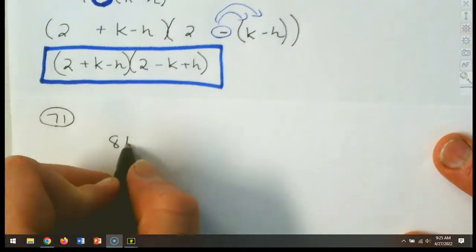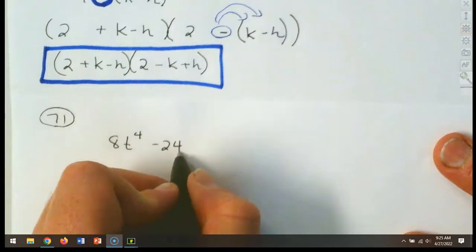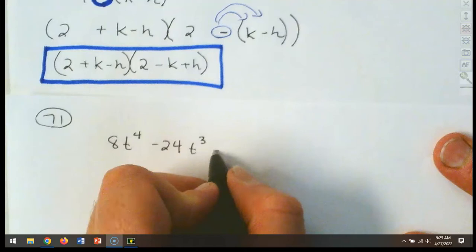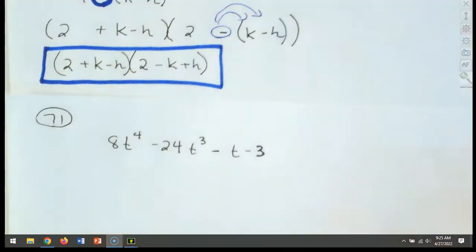We've got t to the 4th minus 24 t cubed minus t minus 3. Okay. Now, we are going to begin on this one a little bit differently.